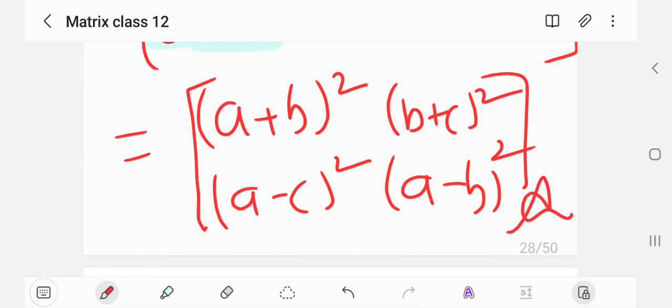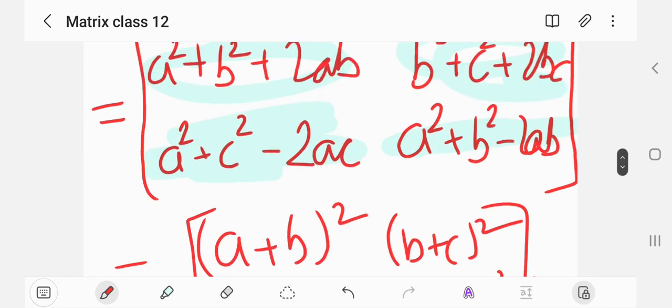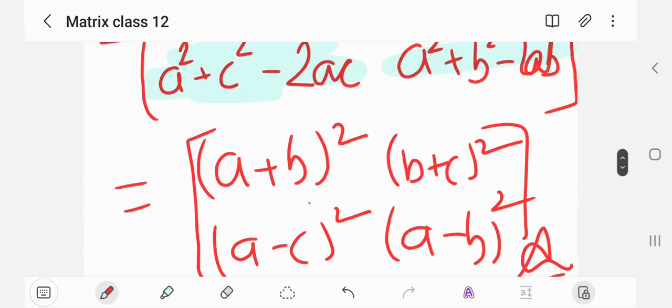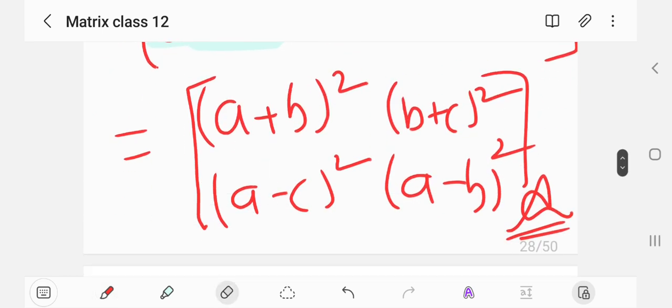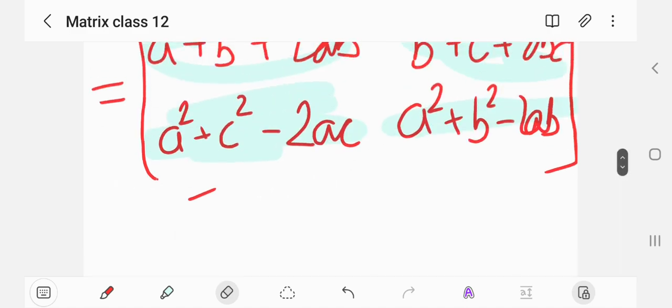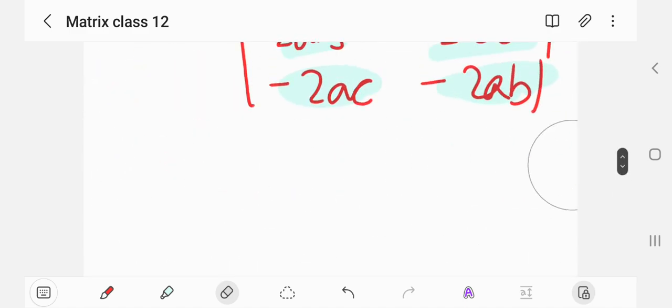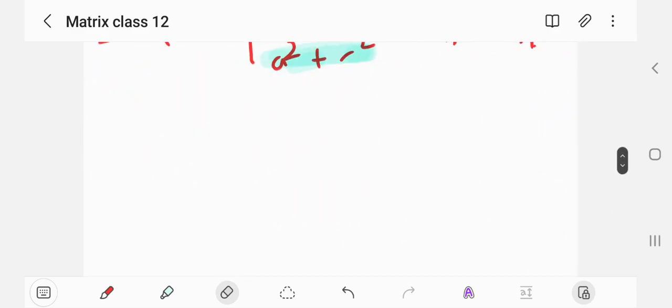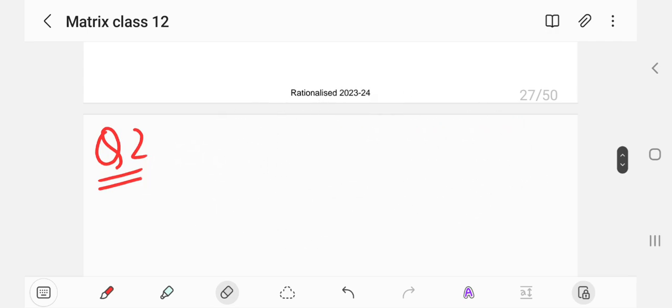This is the answer. There is nothing in this question, just a simple recap of the previous identity which we have learned, that A plus B whole square is A square plus B square plus 2AB, and A minus B whole square is A square plus B square minus 2AB. That's it, nothing else. I hope it is clear to you. Okay, now let's discuss the fourth part.